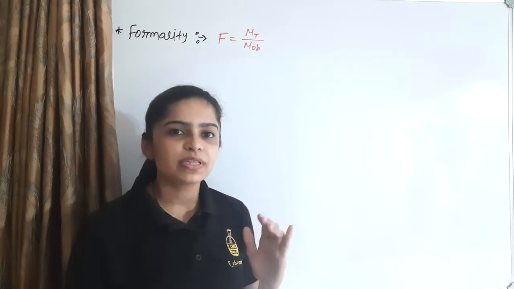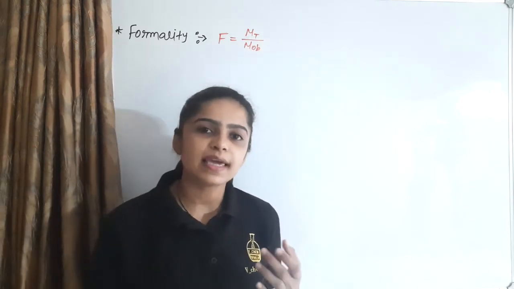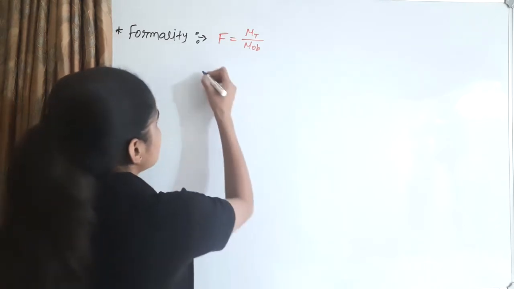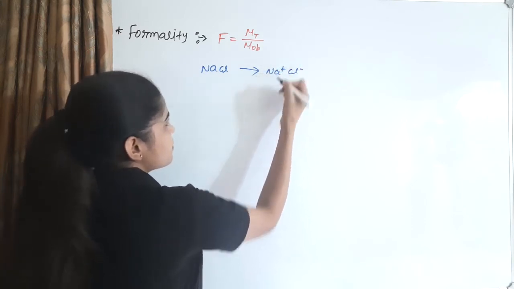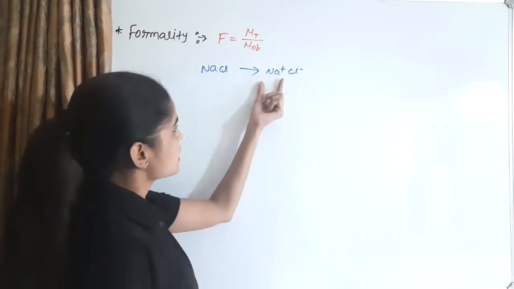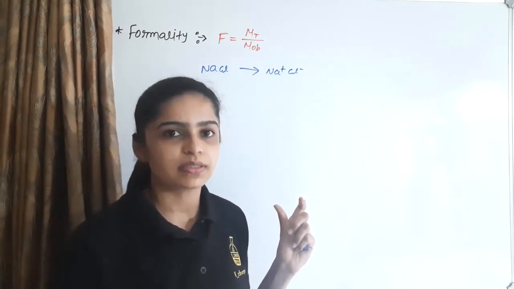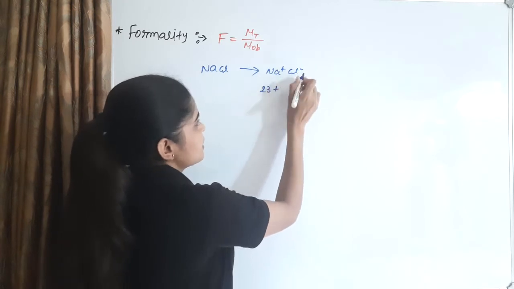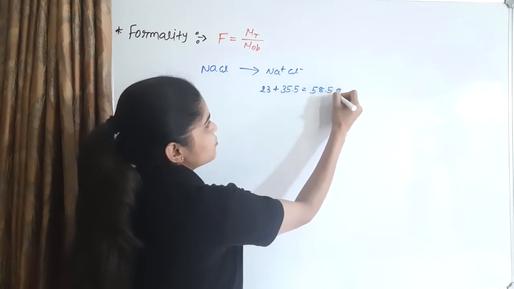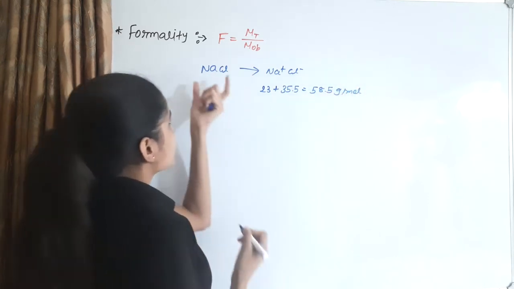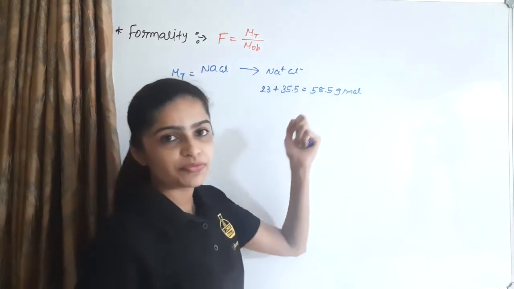What is the difference between the theoretical molecular mass and the observed molecular mass? Consider NaCl as an example. NaCl always dissociates into Na+ and Cl- in water. The sum of the atomic masses of Na+ and Cl- gives the molecular mass. Na is 23 and Cl is 35.5, that is 58.5 gram per mole. That way the NaCl theoretical molecular mass is equal to 58.5.